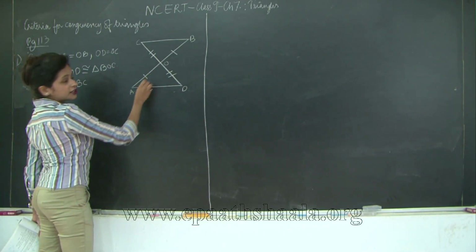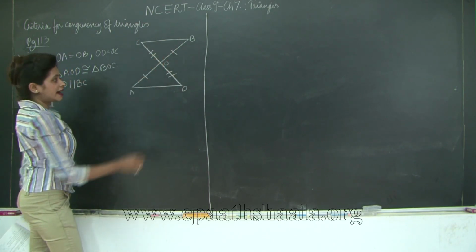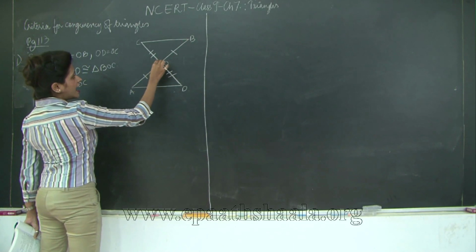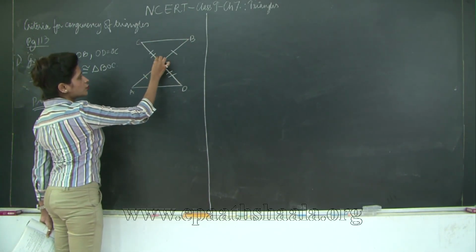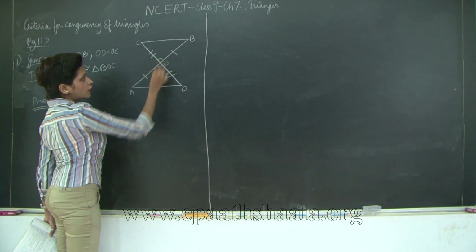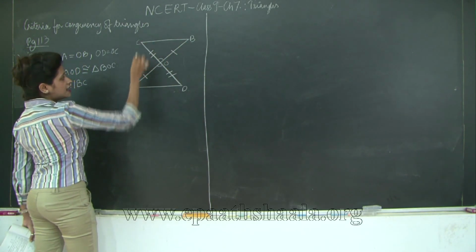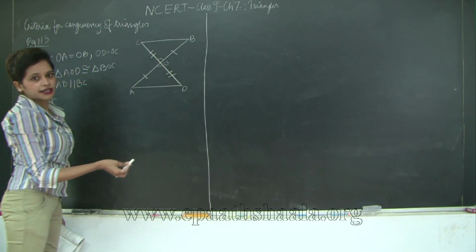So if I consider my two triangles AOD and BOC, what do I have? I have OA equal to OB, which is given. I have OC equal to OD, which is given, correct? Also, if you notice, these are a pair of vertically opposite angles. So, which angles? I have angle BOC is equal to angle AOD. Why? Because they are a pair of vertically opposite angles.